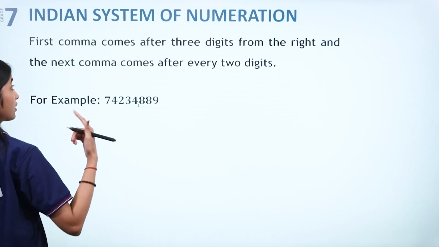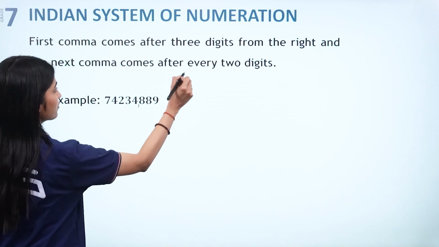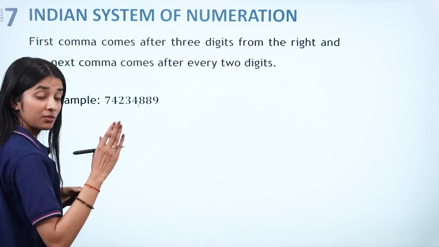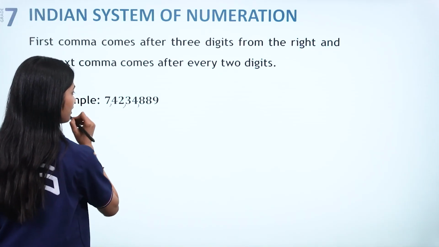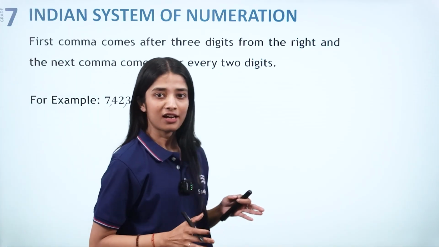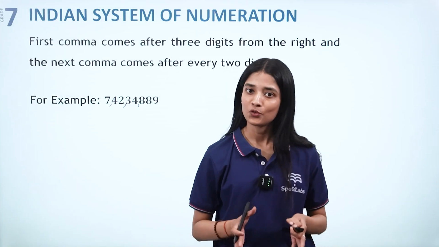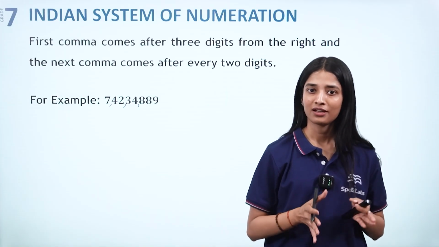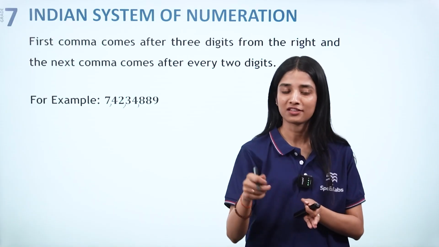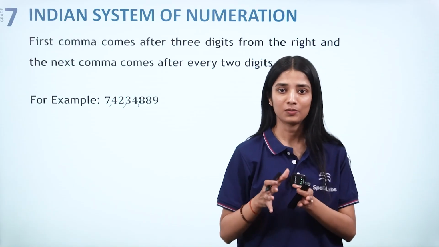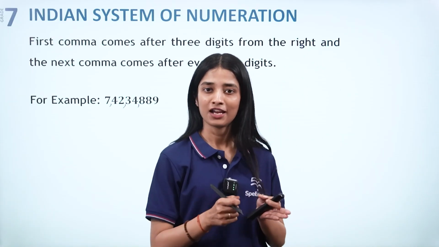Then the next comma comes after every 2 digits. It means we will leave 2 digits, and after every 2 digits we will place one comma. So these are the places of commas in the Indian numeral system. Have you understood? We start from the extreme right. After leaving 3 digits, we place our first comma. Then we place a comma after every 2 digits.